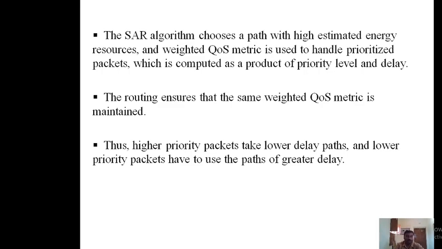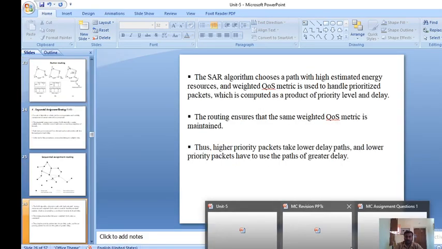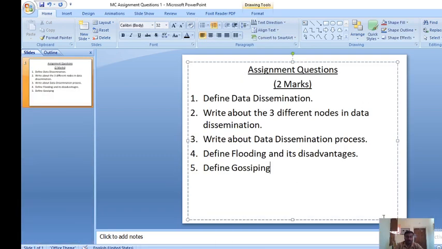Now we are going to discuss the assignment questions on the concepts we discussed about data dissemination and its four concepts. Five 2-mark questions are given. First, define data dissemination. Write about the 3 different nodes in data dissemination. Write about the data dissemination process. Define flooding and its disadvantages. And define gossiping.